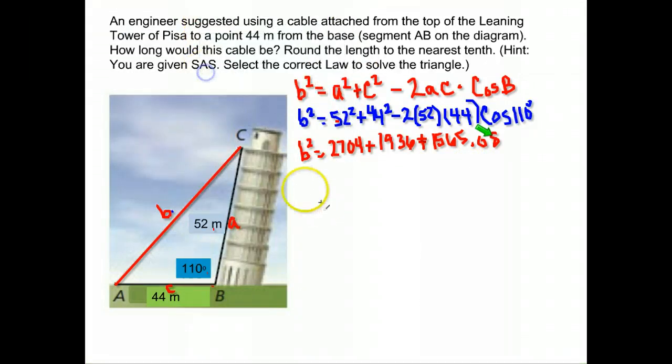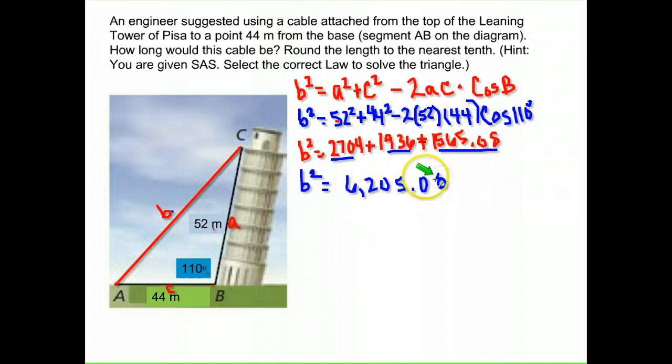Let's continue now. Again, we still have just b squared over here. We can't really do anything with it yet. Let's go ahead and add those three numbers together. So 2,704 plus 1,936 plus 1,565.08. I add those, I get 6,205.08. So all I have left, I need to get b by itself.